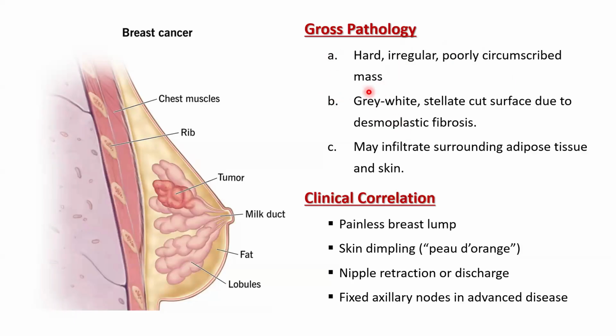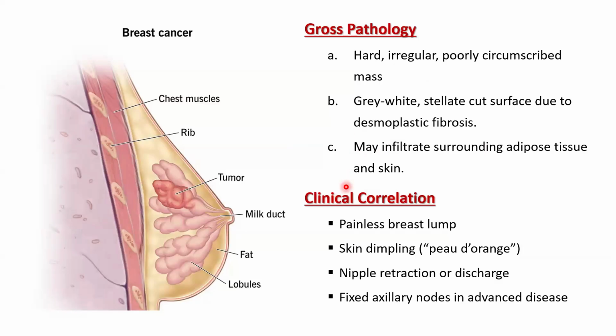Then you can also appreciate gray white tissue. So this one is irregular. Actually, sometimes they are very big, very large tumors. You can appreciate them when you feel them. That's the reason why the ladies are usually urged to palpate the masses. Then these masses might infiltrate the surrounding adipose tissue and skin.